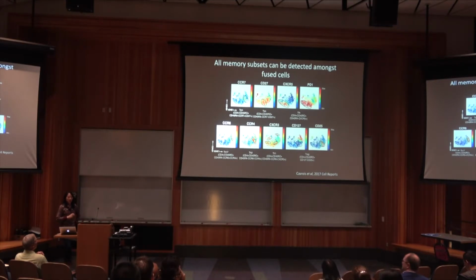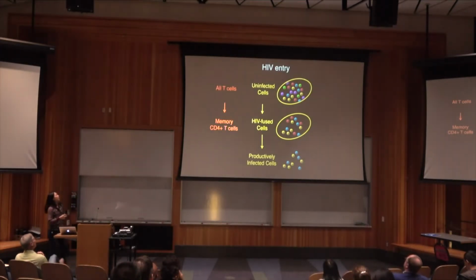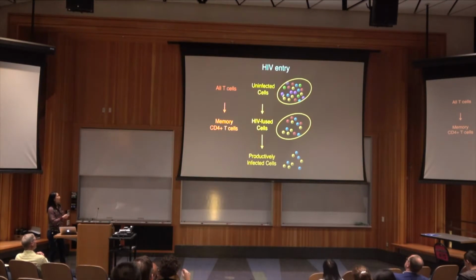And essentially, to make a long story short, what we found was that HIV could enter all of these major known populations of memory CD4 T cells. There was no population that it could not enter. Interestingly, however, it did not enter the different populations with equivalent efficiencies, and I can say more about that afterwards to anyone that's interested. Okay, so essentially what the data demonstrated thus far was that it is a diverse population of memory CD4 T cells that HIV enters.